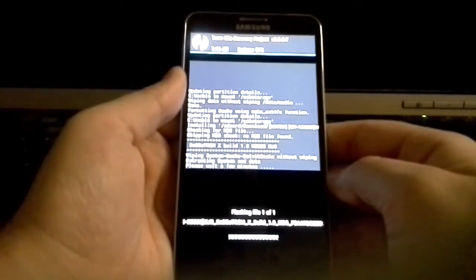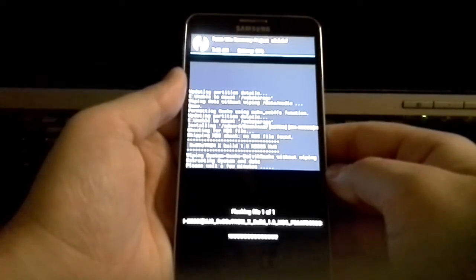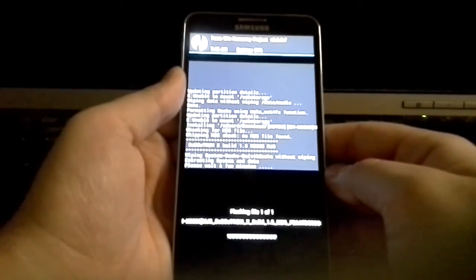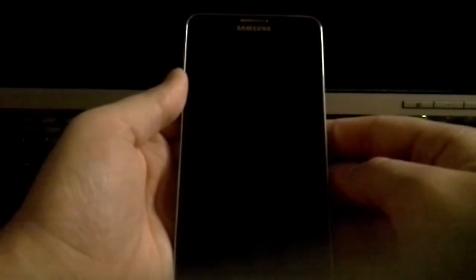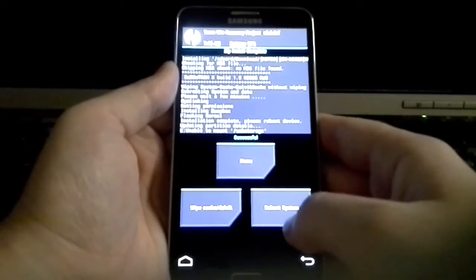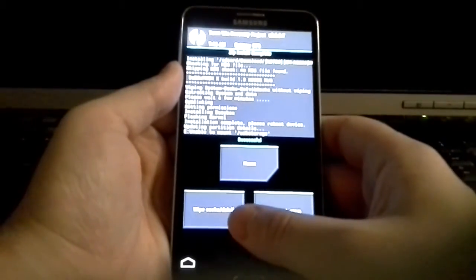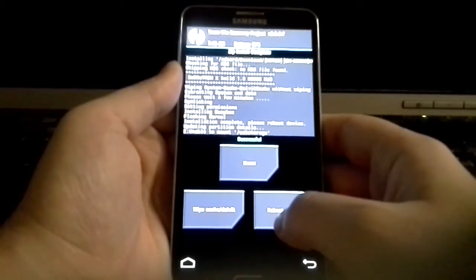Let's see if we can encounter any problems. I have been having some flashing problems sometimes. As you can see, wiping system cache, delete cache without wiping, extract system and data. Please wait a few minutes. Okay, that was a little bit strange. Let's try and not wipe, because I already did it. So let's reboot. Installation complete. No aroma, no nothing. Can that really be? Okay, let's go.